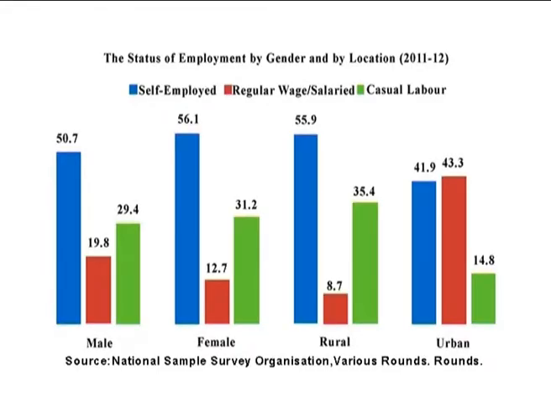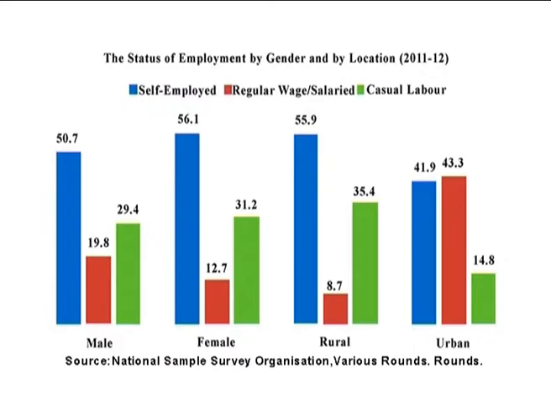We can also observe the gender and rural urban differences in structure of employment status. This can be observed from this figure. The figure shows that relatively a greater proportion of the males and urban workers are employed as regular workers as compared to the females and the rural workers.